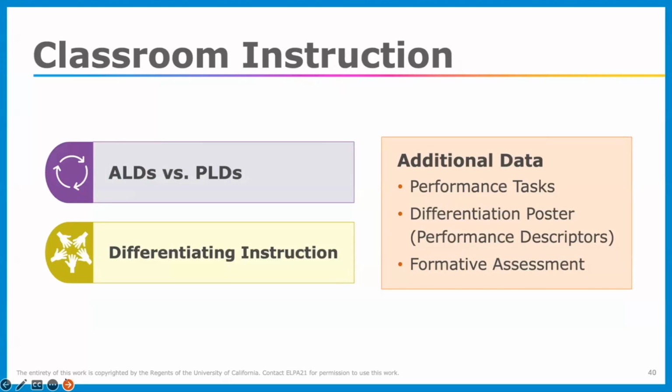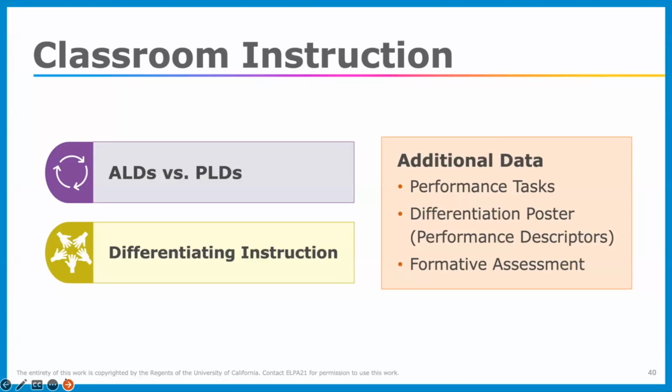First, we'll touch on the difference between achievement level descriptors, as Kat mentioned, that are part of the score reports, and performance level descriptors. These resources describe what students can do at each proficiency level, but they serve slightly different purposes. Understanding both ALDs and PLDs helps educators target instruction more precisely and set realistic language-informed learning goals for their students. Next, we'll briefly highlight the importance of differentiating instruction.